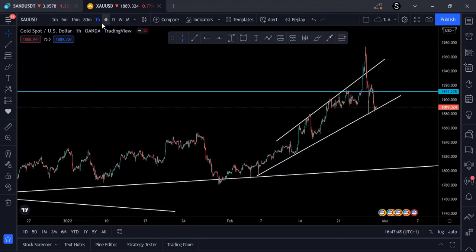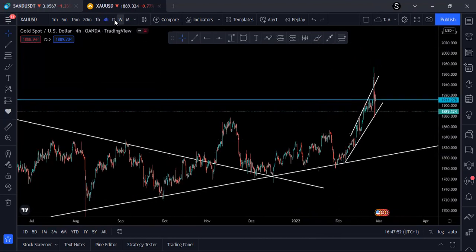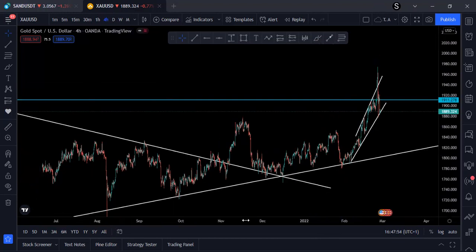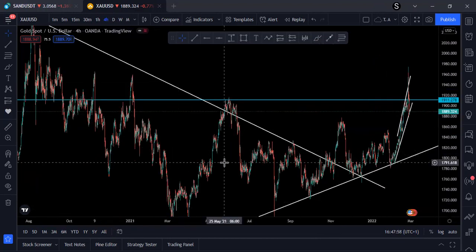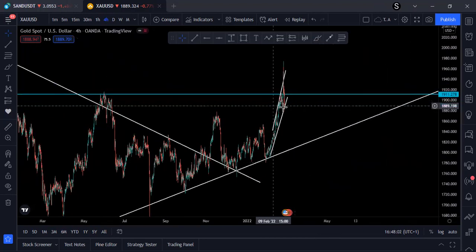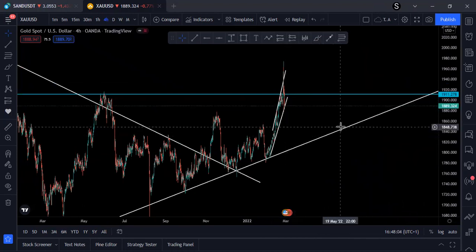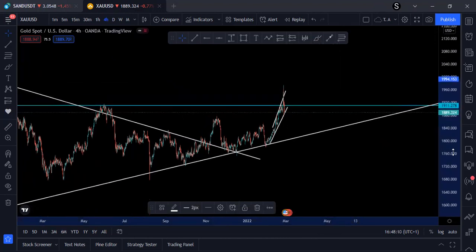I'm done with the gold analysis. What I'm anticipating is that in the next few days or the next few weeks, gold will start shorting. I'm seeing a clear downtrend for gold. If there is a clear break of this one for the short term, then if there is a clear break for this trend line, we are going for a long-term downtrend for gold.